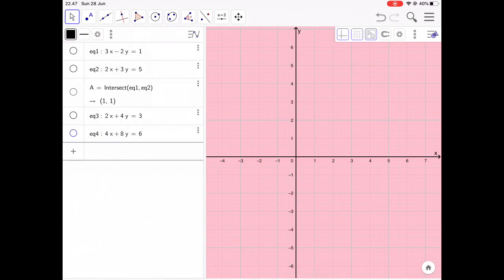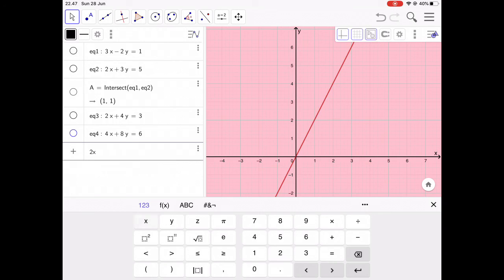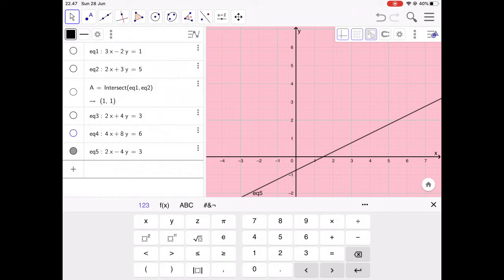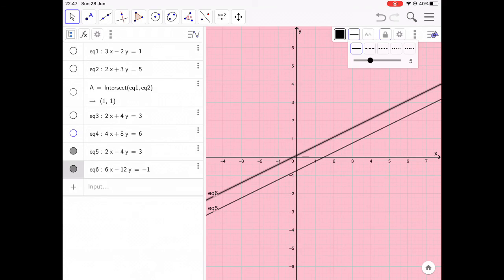So let's enter our new equations. 2x minus 4y equal to 3, then 6x minus 12y equal to negative 1. You can see this equation, the second and the first, they are parallel lines and they have no solution. The system of simultaneous equations has no solution. The system is inconsistent and the lines are parallel lines.